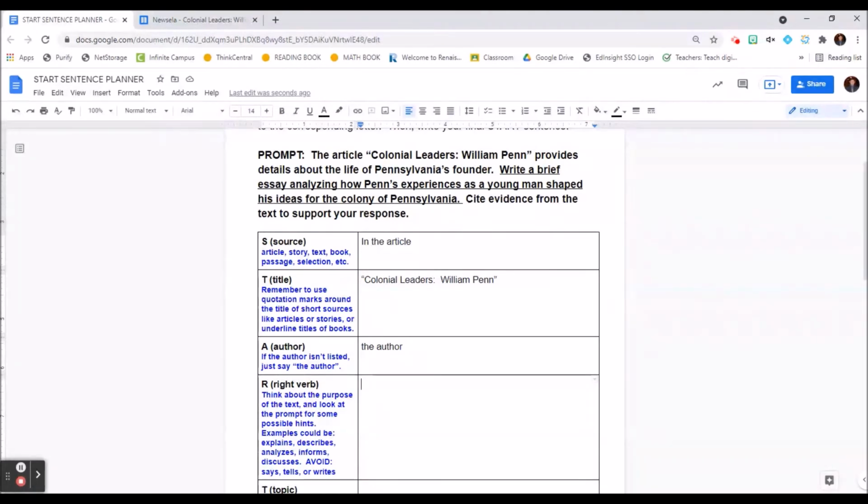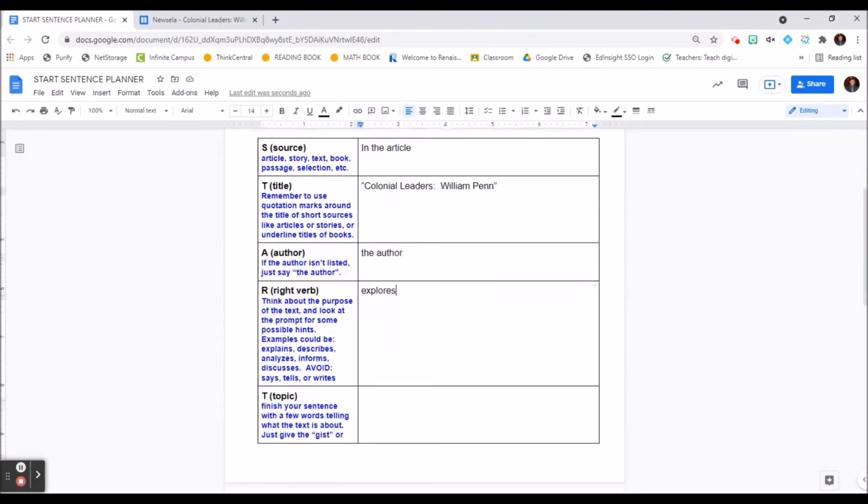So I could say the author analyzes. I could say the author explores or describes. A lot of different ways that I could do that. So I'm going to say explores. Okay. So as we're building our sentence, now we have in the article, Colonial Leaders, William Penn, the author explores. And then our final T, our second T, is the topic.